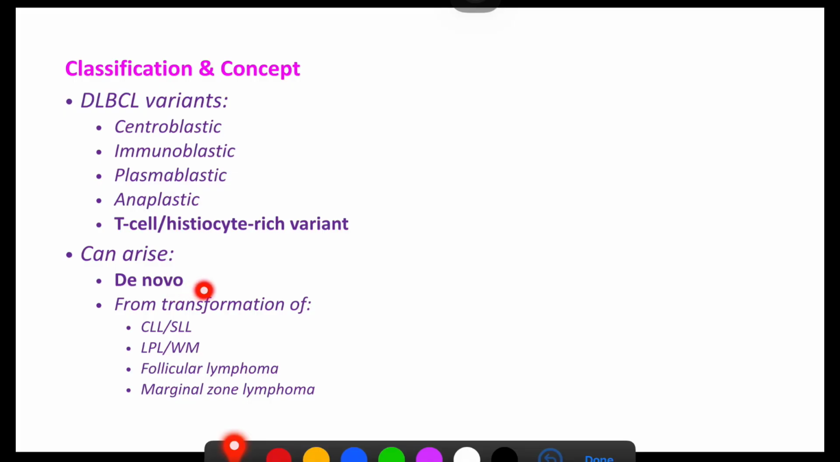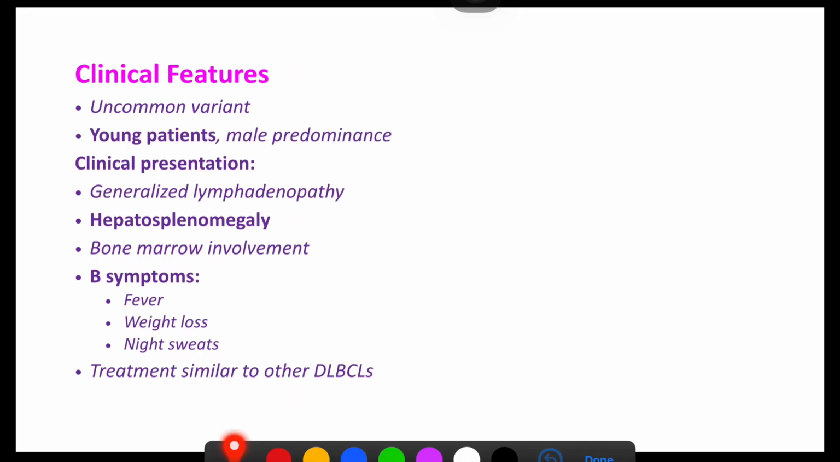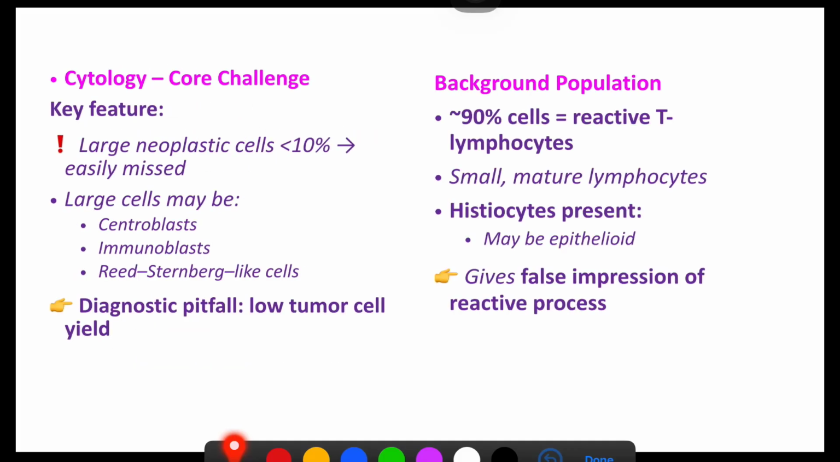It can arise de novo or from the transformation of CLL or LPL or follicular lymphoma or marginal zone lymphoma. It is an uncommon variant, generally affecting young male patients. Patients present with generalized lymphadenopathy, hepatosplenomegaly, bone marrow involvement and B symptoms, and treatment is similar to other DLBCLs.